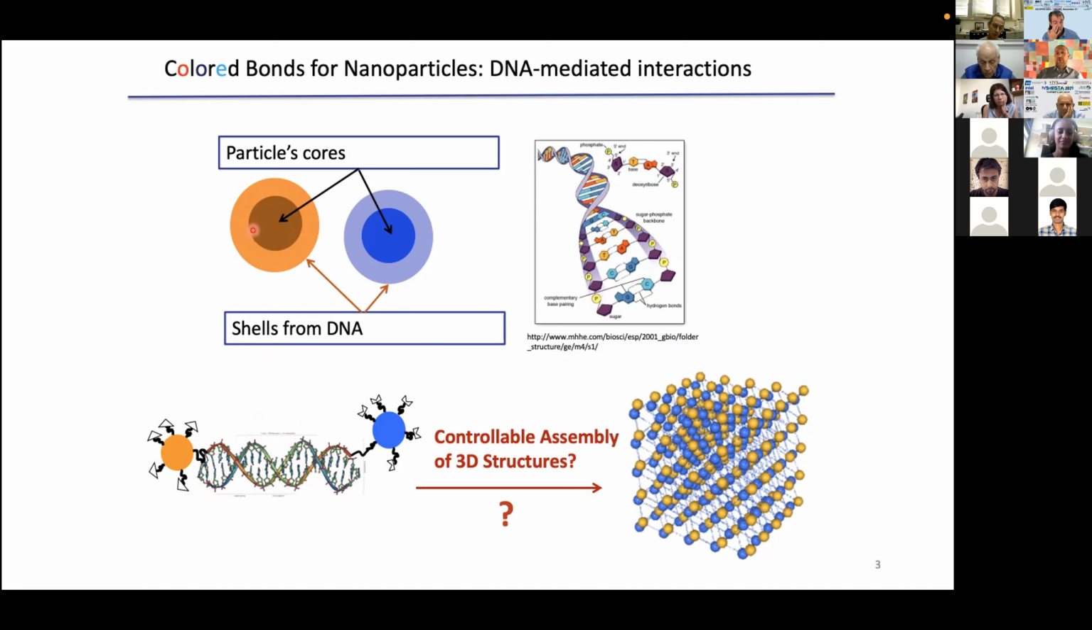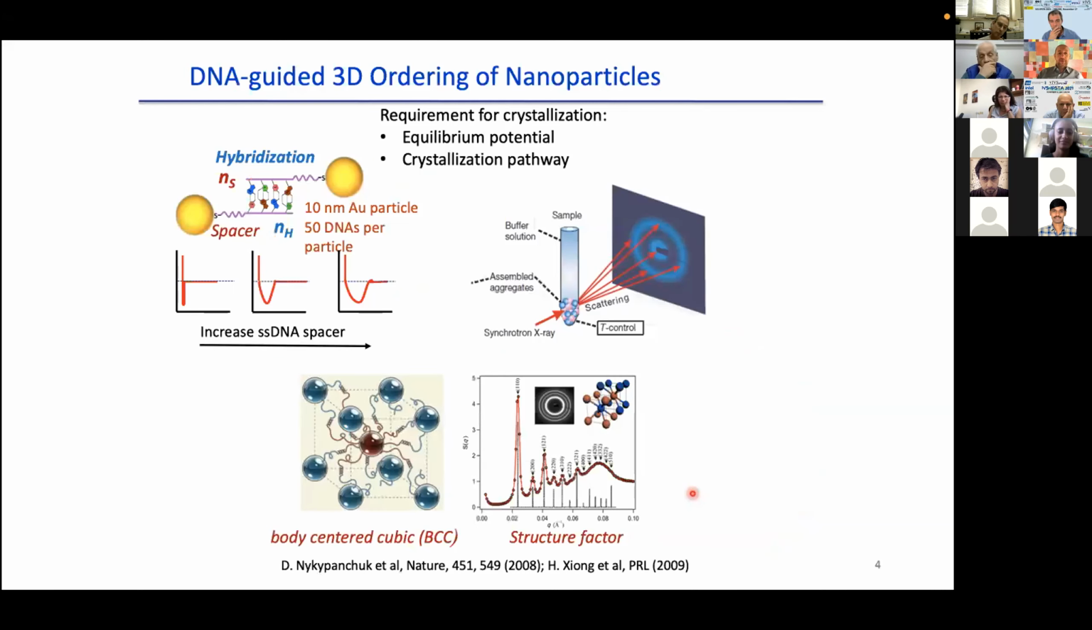When you have multiples, a variety of effects associated with polymer physics will emerge. And going from this hybridization of two DNAs to asking how I can prescribe the formation of, let's say, a three-dimensional superlattice becomes challenging. So quite a long time ago, we showed that there are different ways to tune interparticle interactions when particle surfaces are coated with DNA.